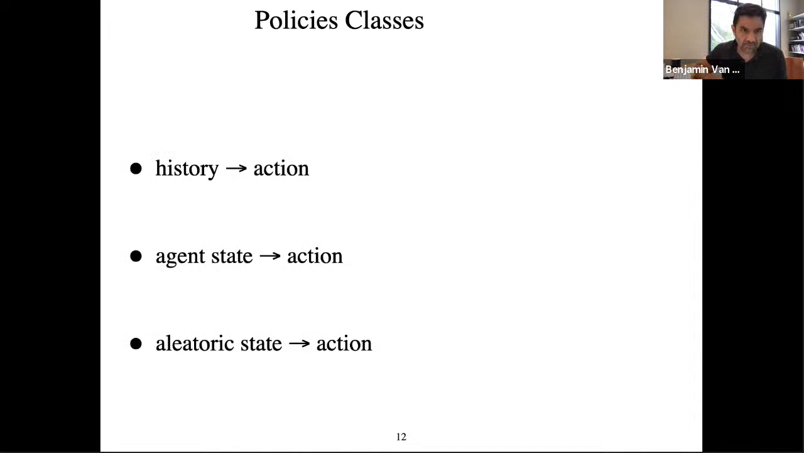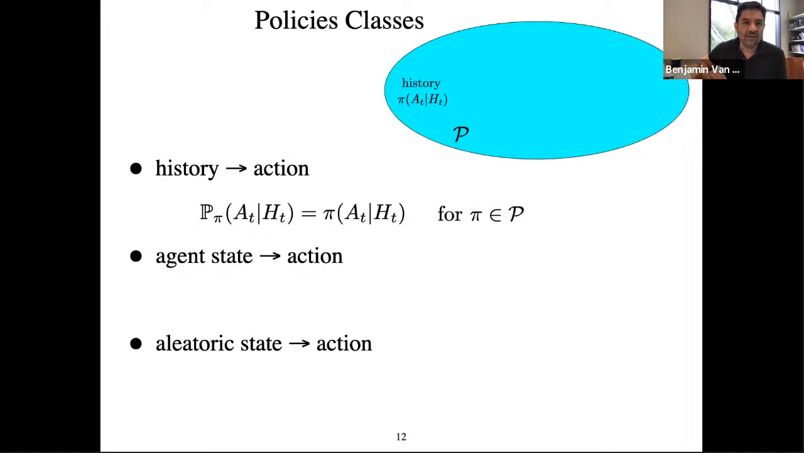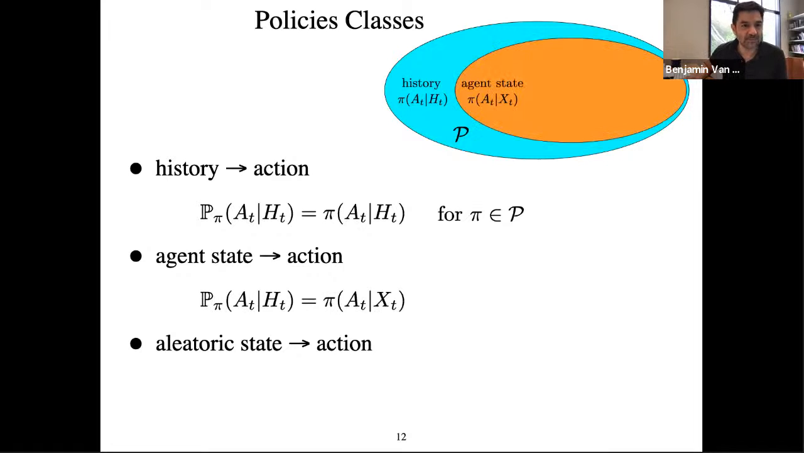Okay, so let's talk about policy classes. There's really three classes of policies we should be thinking about to understand how this agent operates. There are policies that map history to action. There's policies that map agent state to action. And there's policies that map aleatoric state to action. Okay, if a policy maps history to action, then the probability of A_t, conditioned on history, is given by that policy. And you need the history in order to take that action. And I'll call that class of policies P script.